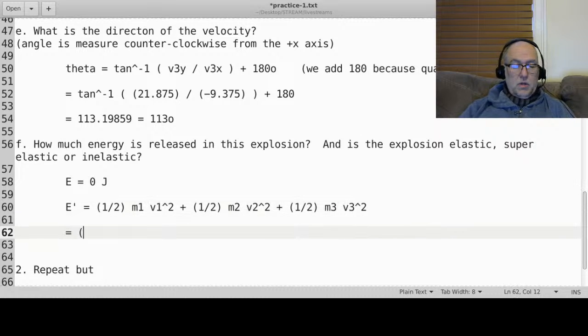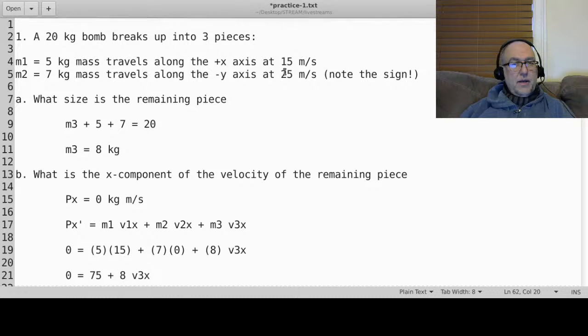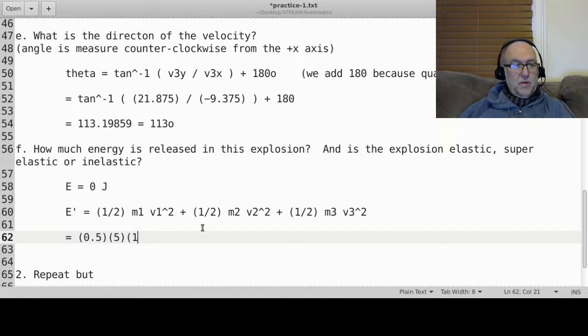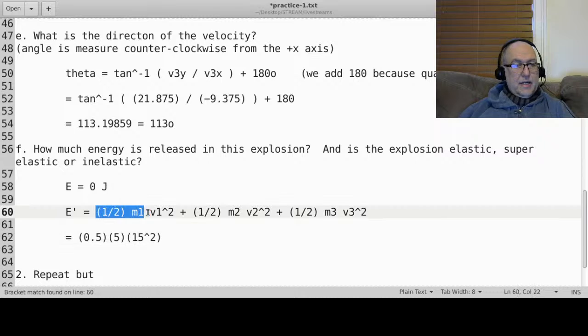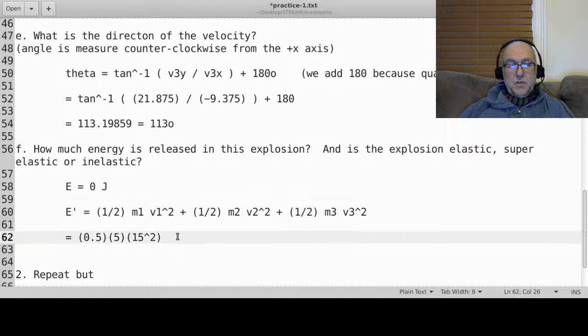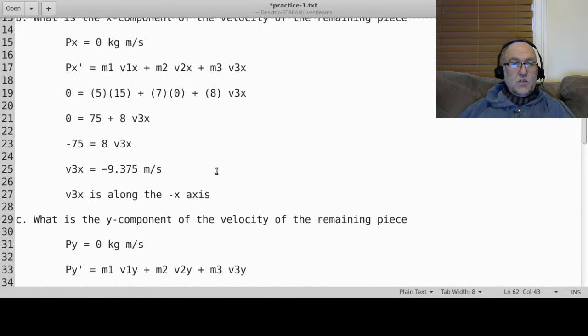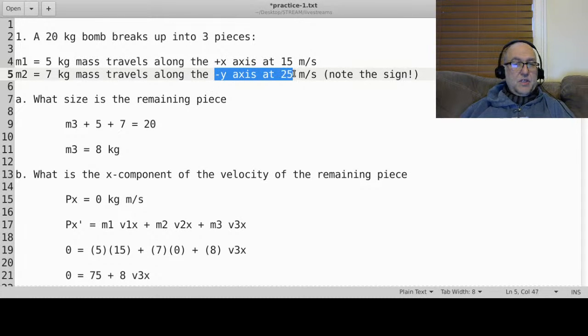And then that's going to equal 0.5 times 5 kilograms. How fast was that v1? It's 15, and the other is 25. So that was 15 squared. That's the kinetic energy of the 5 kilogram piece after the explosion, plus 0.5 times 7, and it's traveling at 25 squared. Direction doesn't matter here, whether this is traveling along the plus y direction, the negative y direction, or even at an angle.